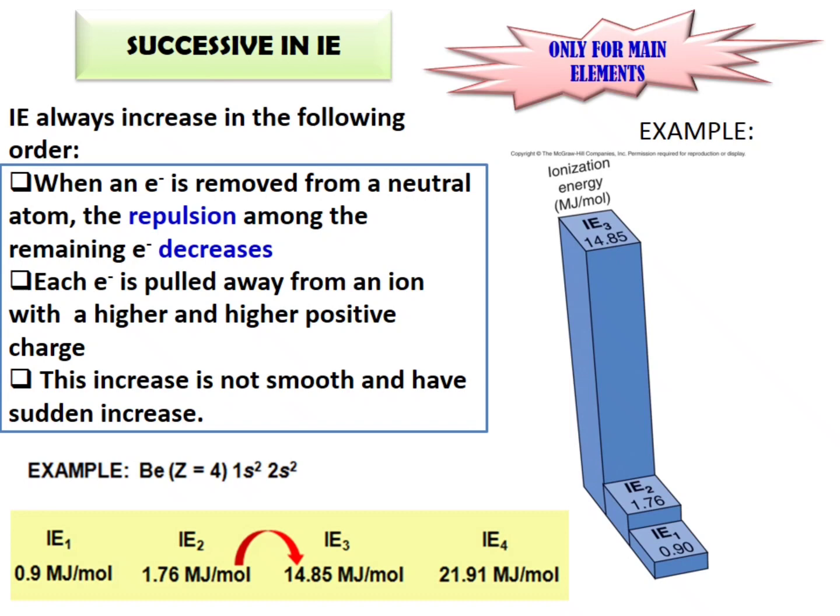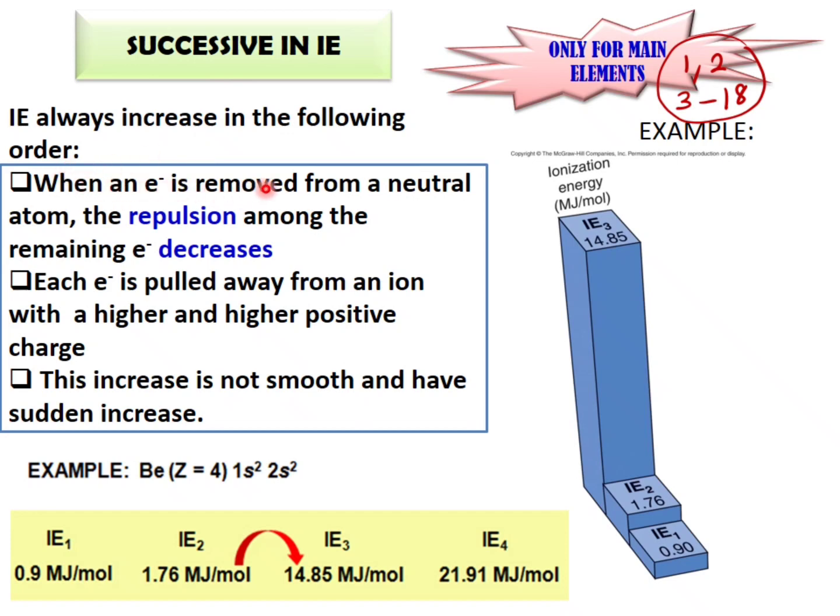Alright guys, so successive ionization energy, keberjayaan dalam tenaga pengionan. Okay, for successive ionization energy, the main thing that I want to remind you is that this only applies to main group elements. It means that dia hanya berlaku kepada group 1, 2 and then 3 until 18 only. For transition elements, tidak boleh berlaku successive ionization energy. Okay, so ionization energy always increases in the following order.